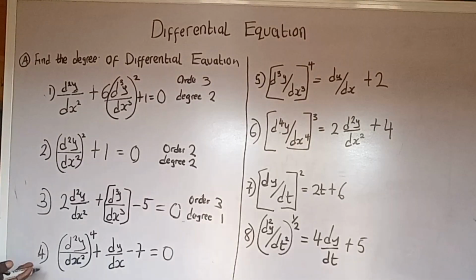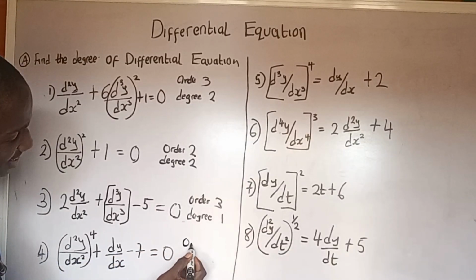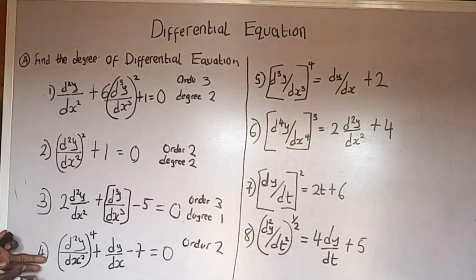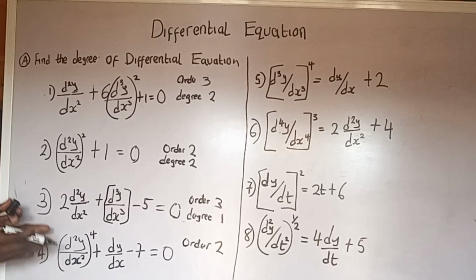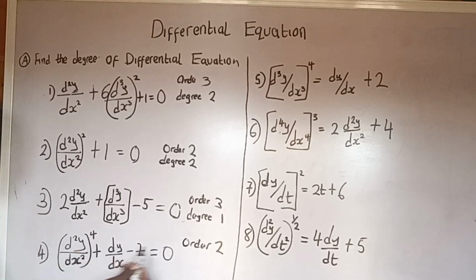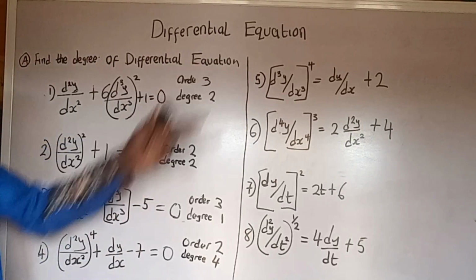What is the order of this differential equation? Of course, the order is 2. If the order is 2, you have known the highest derivative. Now, what is the exponent of the highest derivative? The exponent is 4, so the degree is 4. Now, let's move to question number 5.